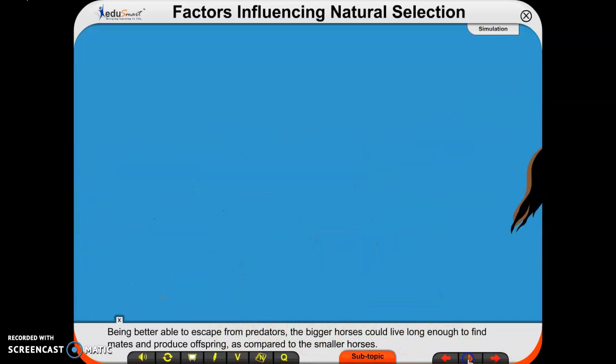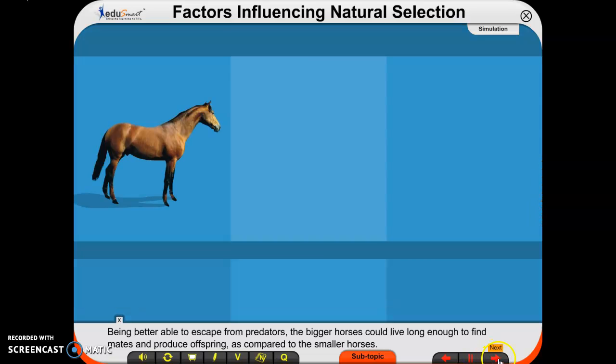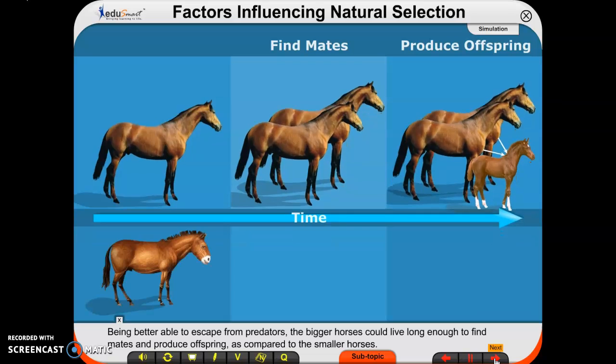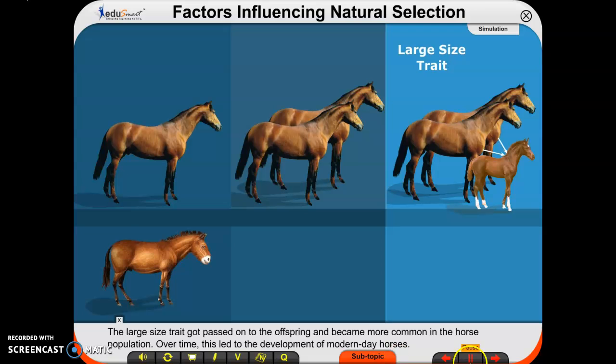So being able to escape from predators, the bigger horses could live long enough, find mates, produce offspring, and the shorter ones couldn't. This is the process of natural selection. So the large size trait got passed on to the offspring, became more common in the horse population. Over time, this led to the development of modern day horses.